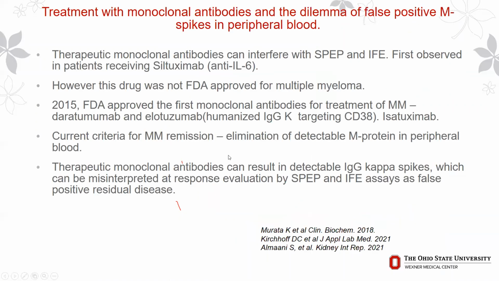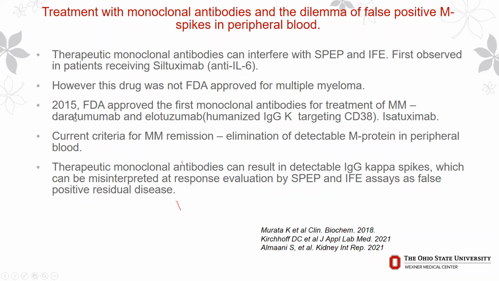So the question was, what was that spike? I'm sure you'll have read about this. Since nowadays we use these monoclonal antibodies for therapy, they remain in the serum and they show up on our protein electrophoresis and immunofixation assays, like false positives. This was first detected with this drug called siltuximab, an anti-IL-6 drug, which was used for multiple myeloma. However, this drug was never FDA approved.